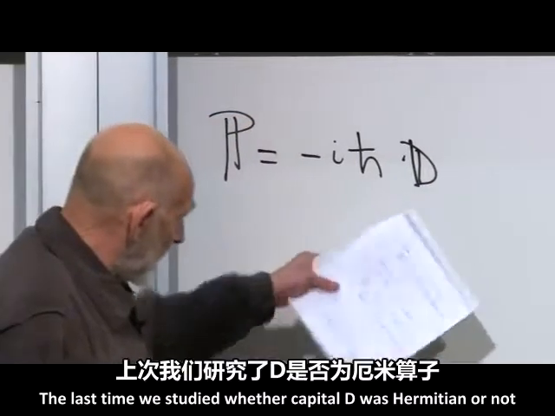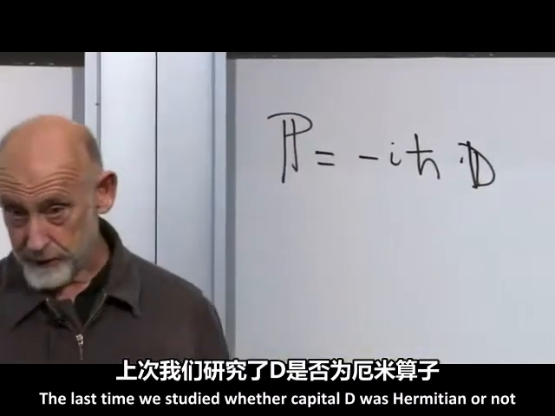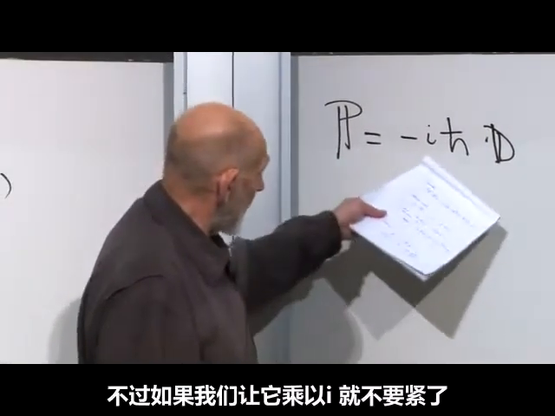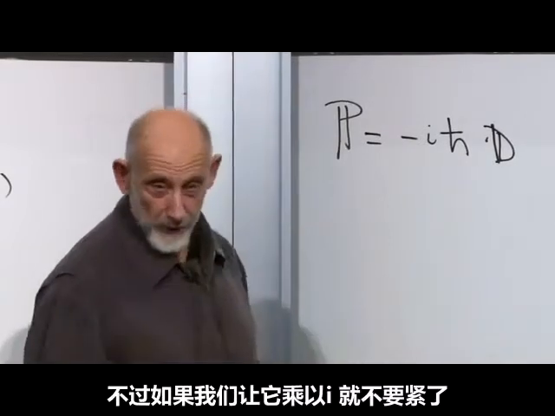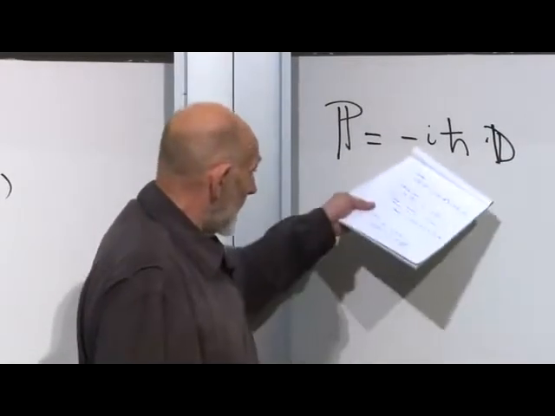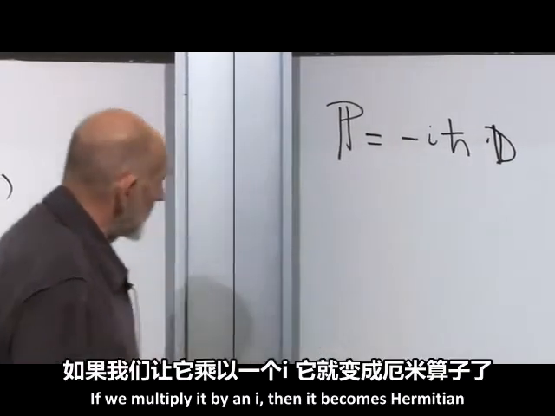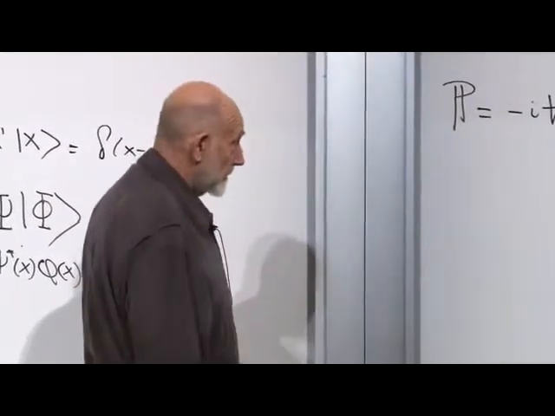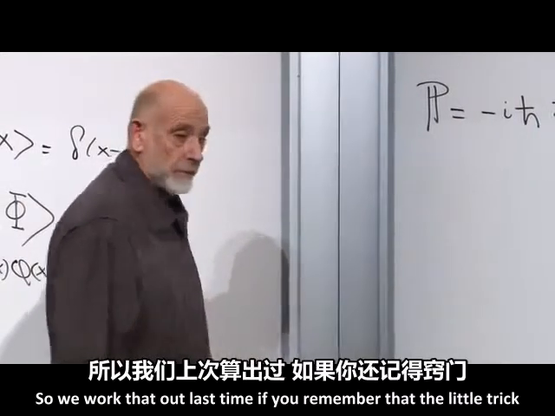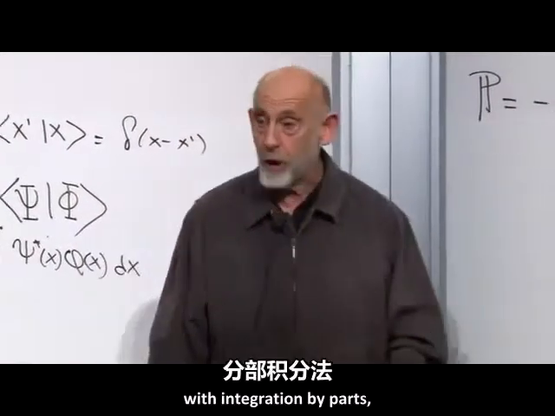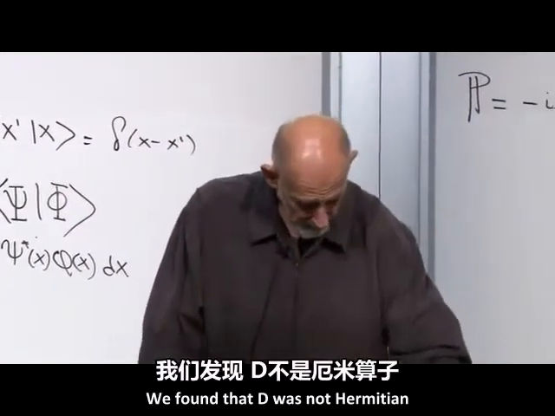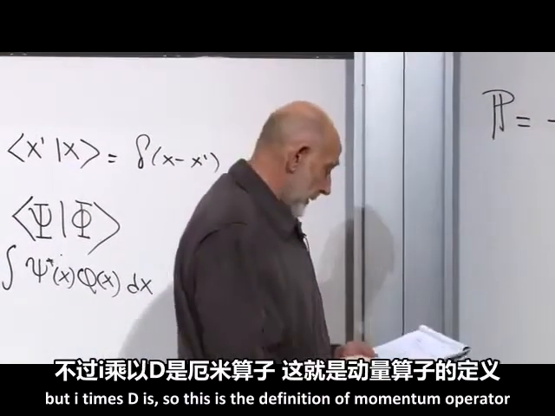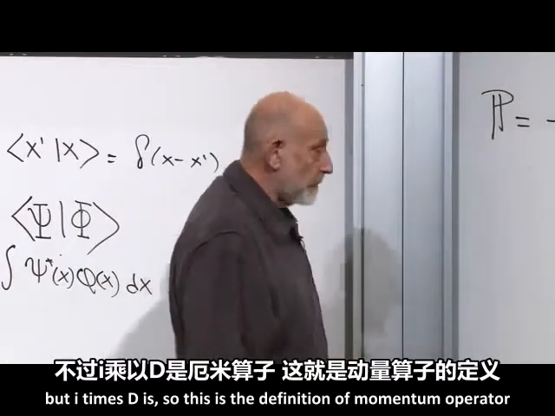Last time we studied whether capital D was Hermitian or not, and we found that it was not. But if we multiplied it by i, either with a plus or minus sign, it doesn't matter, then it becomes Hermitian. And so we worked that out last time. If you remember that little trick with the integration by parts, we found that D was not Hermitian, but i times D is. All right, so this is the definition of the momentum operator.